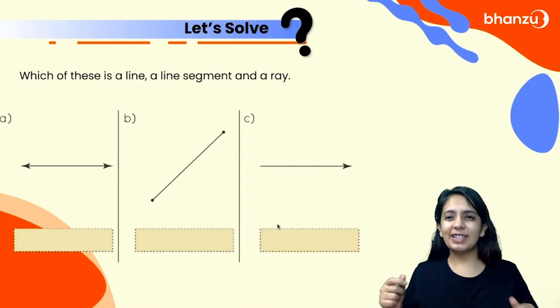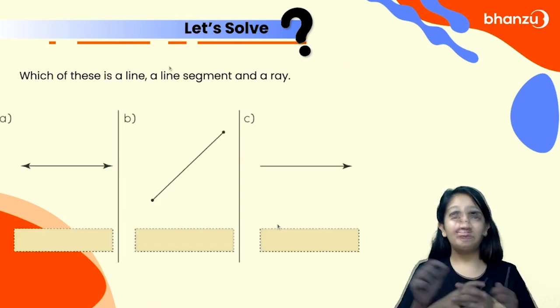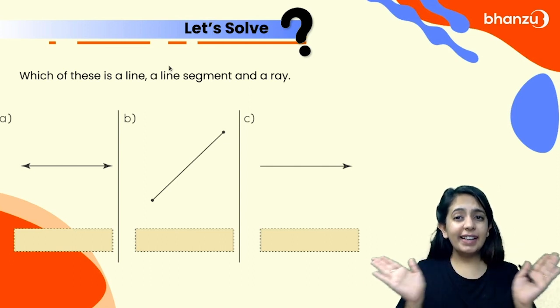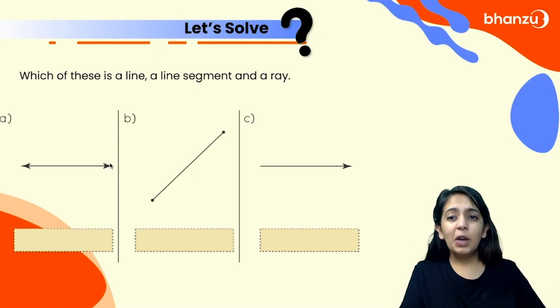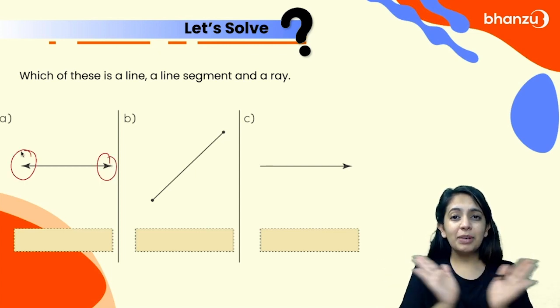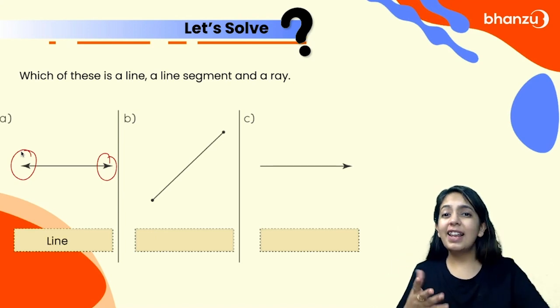Okay, moving on to the next question. Distinguish these three as line, line segment and ray. Clearly, the one which can be extended infinitely from both the endpoints is called a line. And here we can see the arrows. The arrows represent that we can extend it in both directions. So therefore, it is a line.